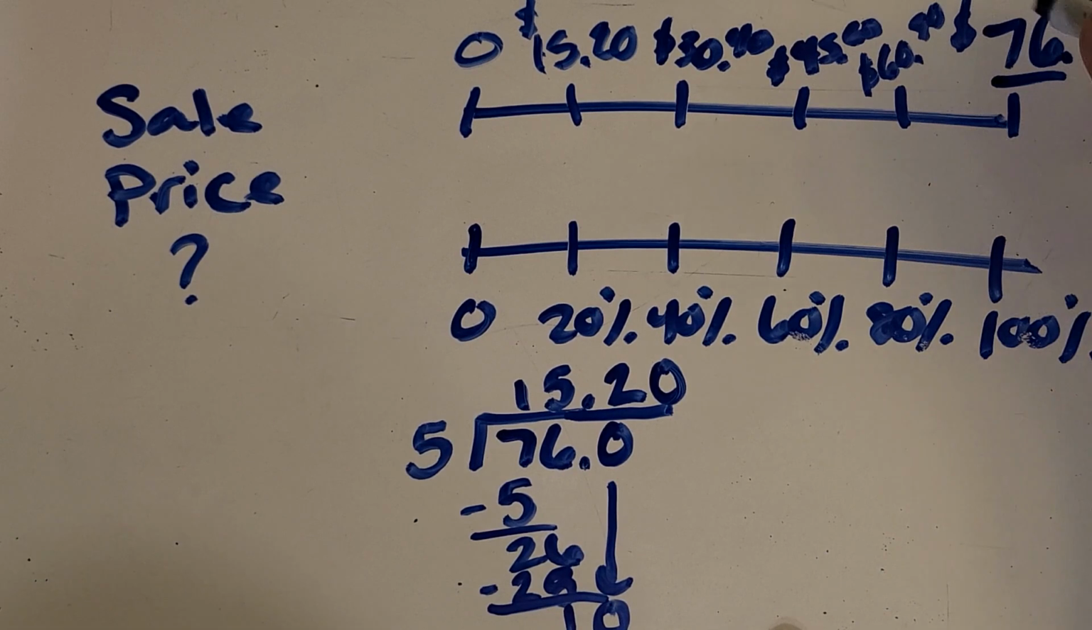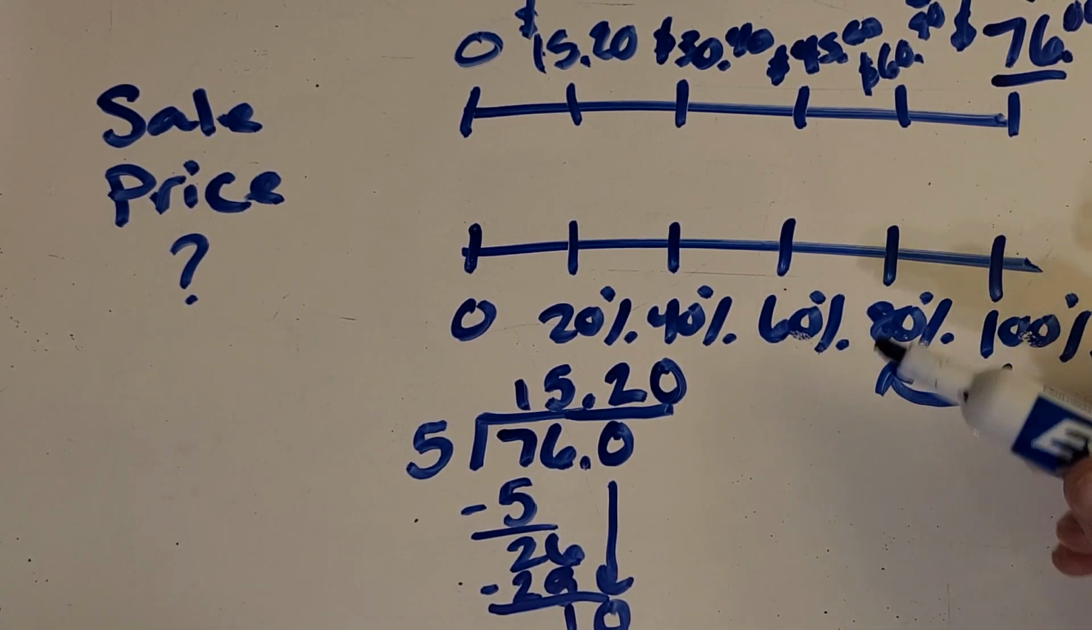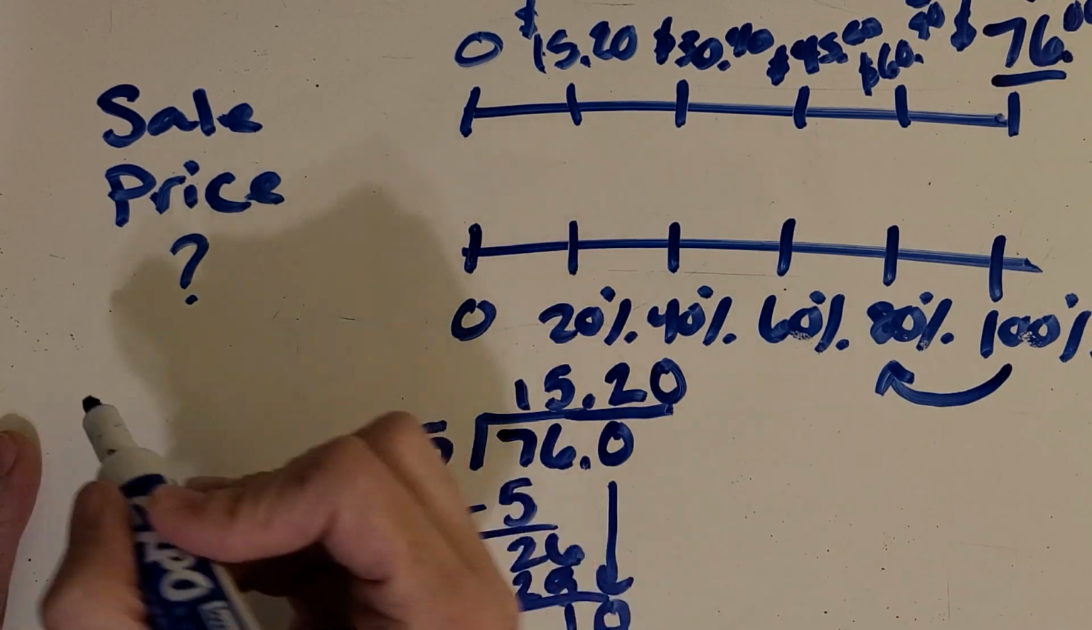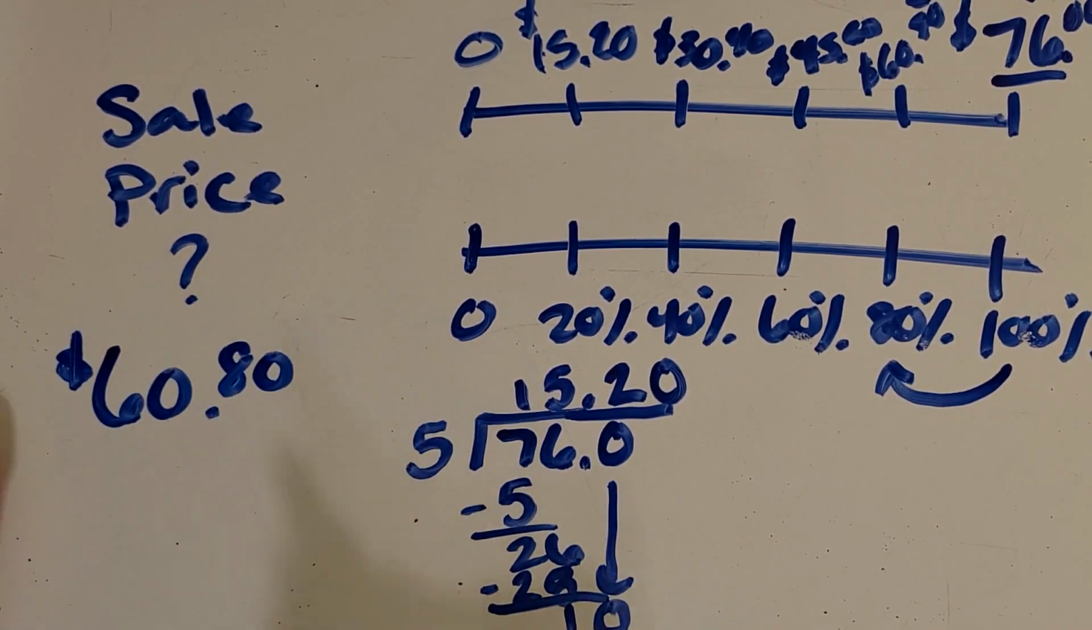Okay, you might be noticing that if we just go back one jump, 100 minus 20 is 80. So that means the sale price is going to be this $60.80. Okay, great work on that.